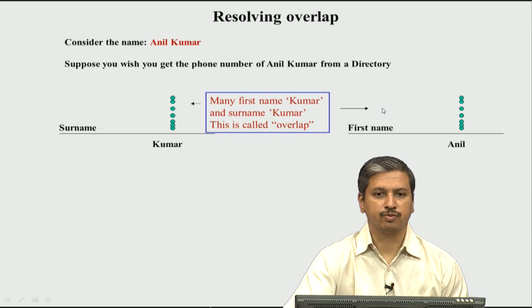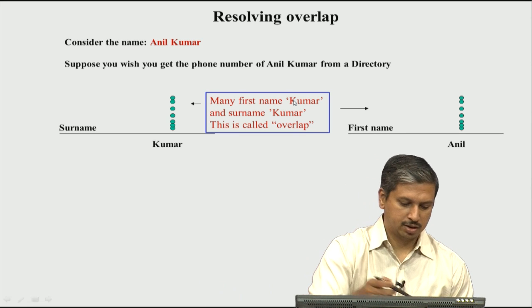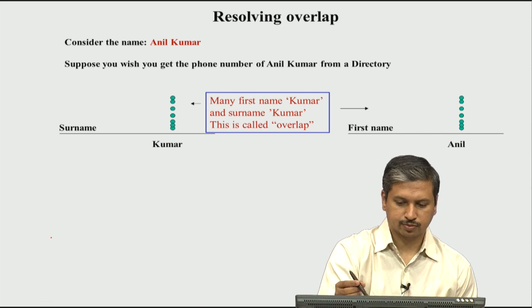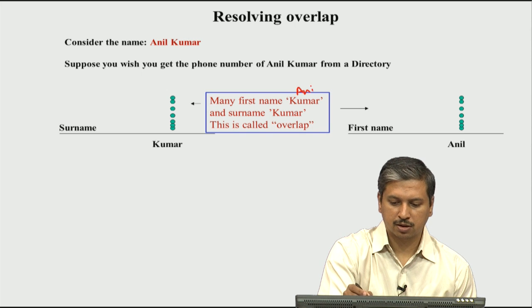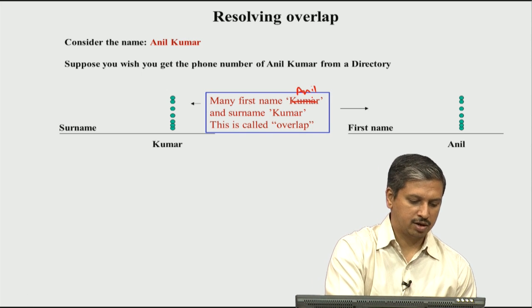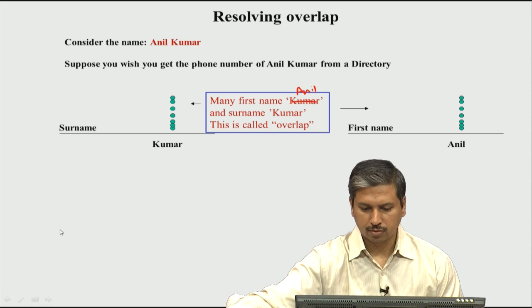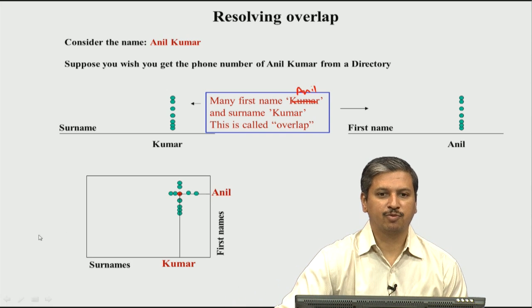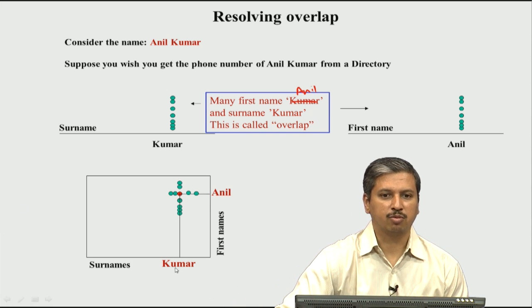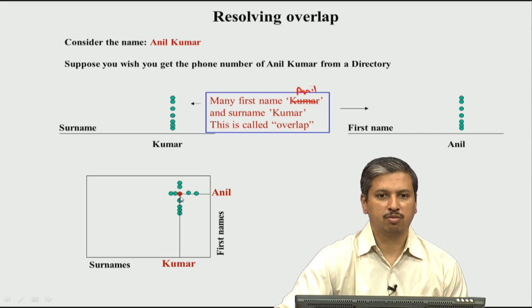But if I combine the two, so this is what is shown here, many first names are Anil, and many surnames are Kumar. So, they overlap. But now, if I combine the two, it is very obvious that there will probably be only one Anil Kumar, or there may be many Anil Kumars, but at least now by combining the two, correlating the name with the surname, you see now the correlation is coming out of this example.